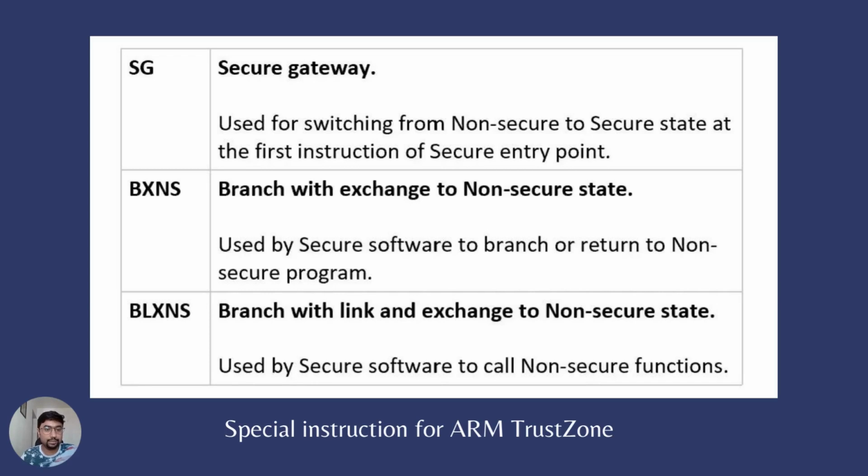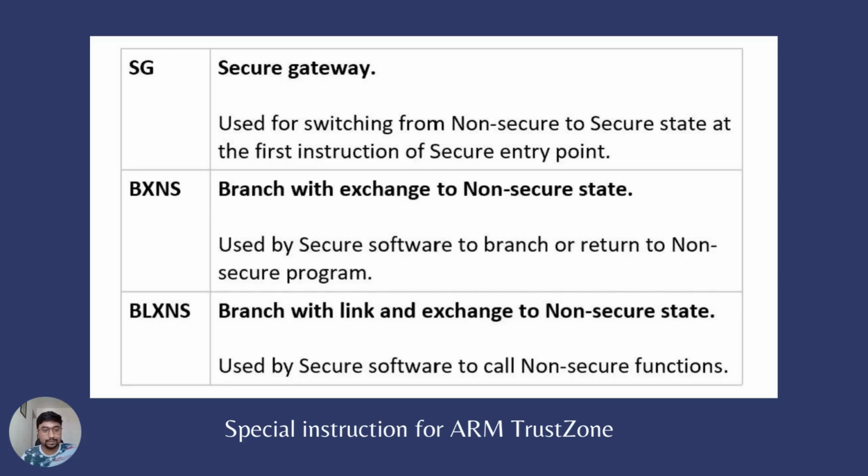The first is a secure gateway. This is used for switching from non-secure to secure state. And this is the first instruction whenever a non-secure program tries to call a secure function. Then BXNS, this is the branch with exchange to non-secure state. It is used by secure software to branch or return to the non-secure program. After creating a secure gateway and after doing all its processing, when you want to return to the non-secure program, this instruction is used, BXNS.